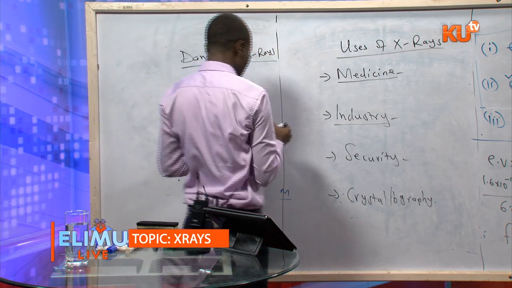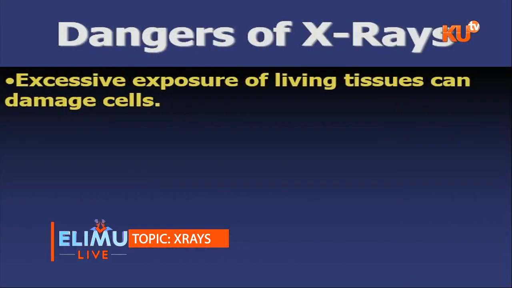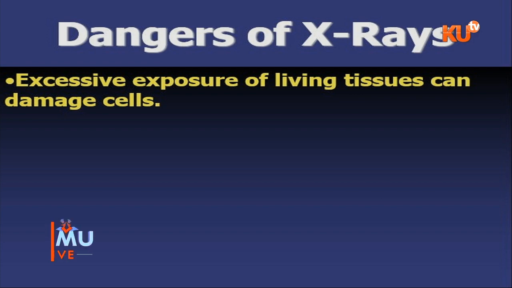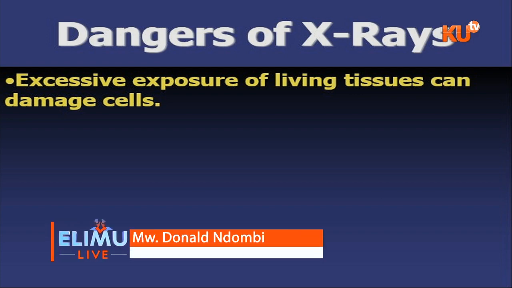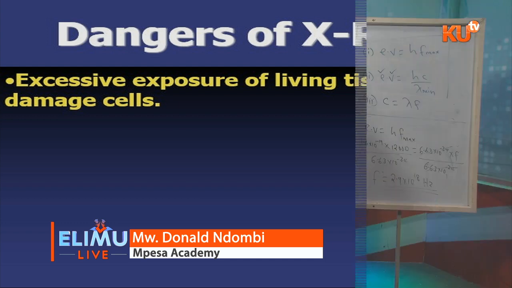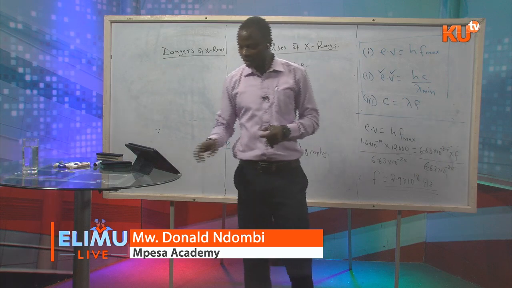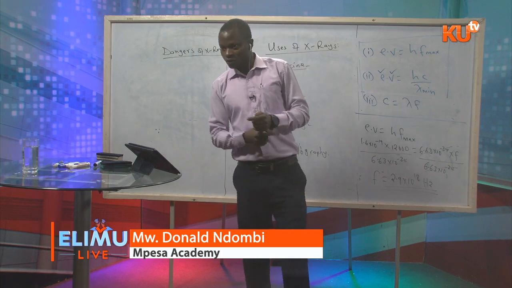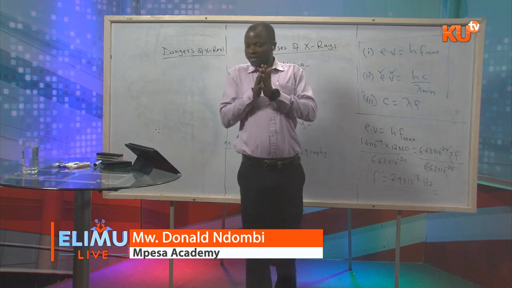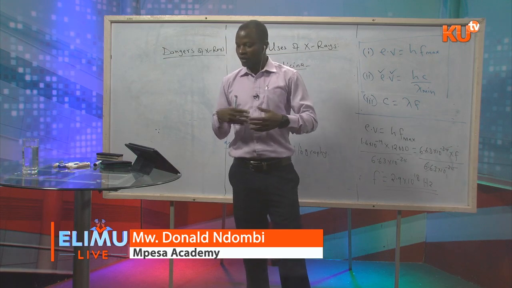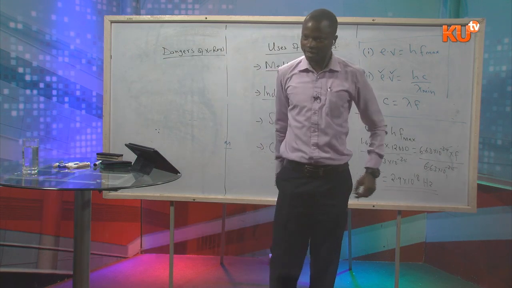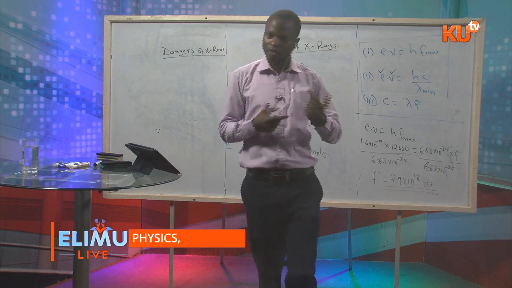Now you realize that if you visited a hospital, the person operating the X-ray machine is always shielded, and that X-ray operation does not occur anywhere. It is in a special room. That special room is shielded from stray X-rays. Therefore, it is worth noting that if you get excessive exposure of living tissues to X-rays, they can get damaged. Therefore, you avoid it as much as possible.